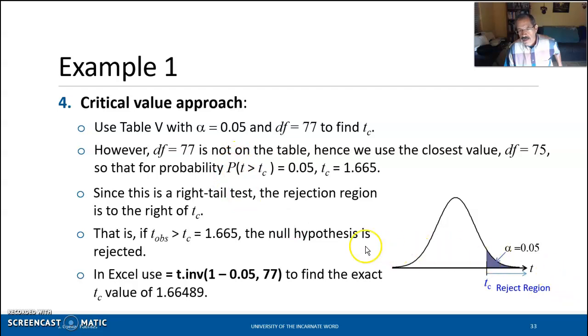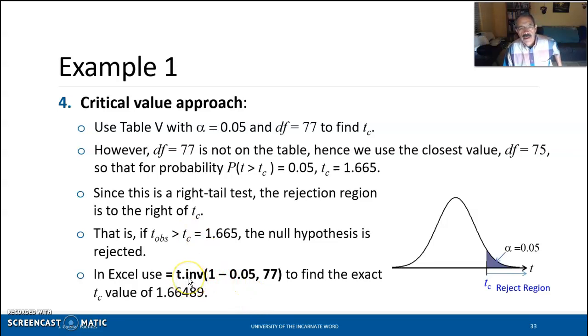And because the table gives you probabilities to the right, you know that this is the critical value that we're looking for. So this value of 1.665 identifies the rejection region, which is any value of the test statistic bigger than the t critical of 1.665. And that's what I'm explaining in these two bullets.